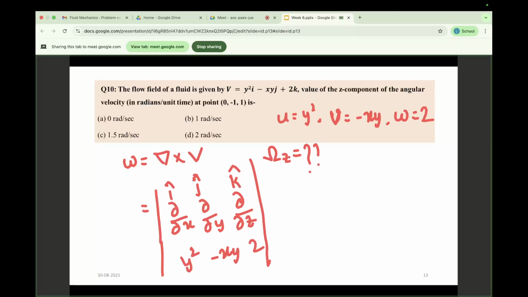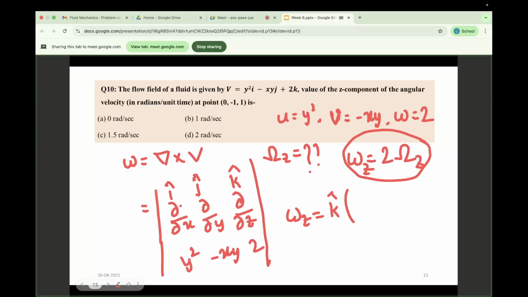So in this question this has been asked, and what do we know? We know that omega is 2 times sigma, that is the formula we have. So that's why we are finding omega. But this is z, so we have to find only for this z direction. So for this z direction, I have to take only k cap. So for this k cap, first, this is the derivative of minus xy with respect to x, so that is minus y, right? And similarly, the derivative of this one should be minus 2y.